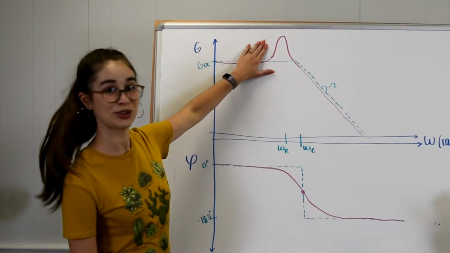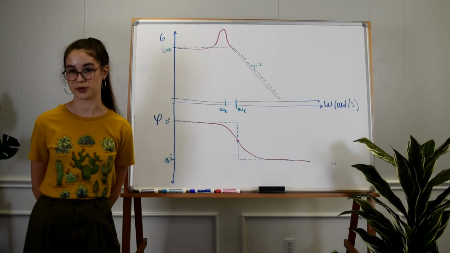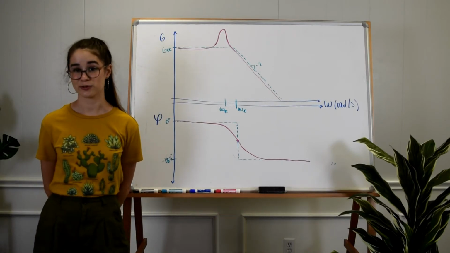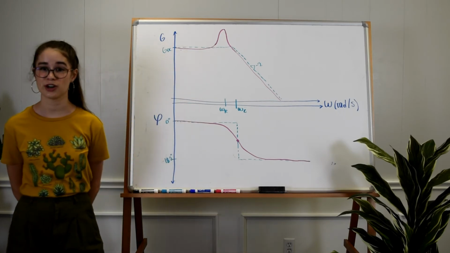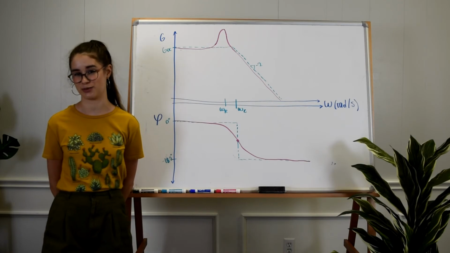First, resonance. Resonance occurs when we have a small damping ratio. Even though our system is damped, for small zetas we will run into a frequency on our Bode plot where our system output is greater than our system input.